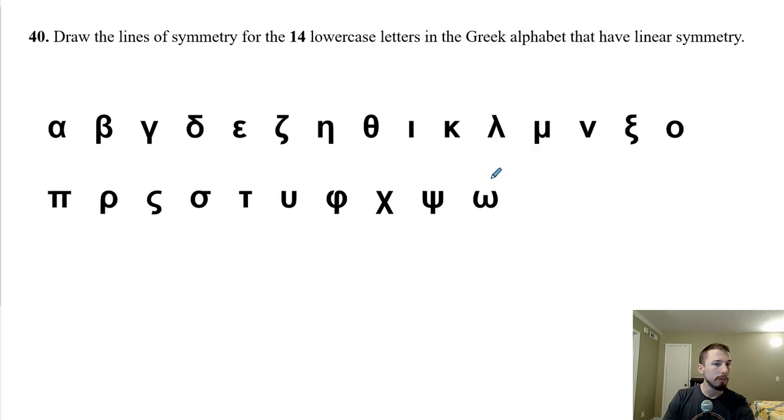It's all for fun. Number 40, draw the lines of symmetry for the 14 lowercase Greek alphabet letters that have linear symmetry. So draw the lines of symmetry. Alpha, beta, don't know. Chi? I don't know. I don't know the Greek alphabet. So I'm going to stop before I make a fool of myself.